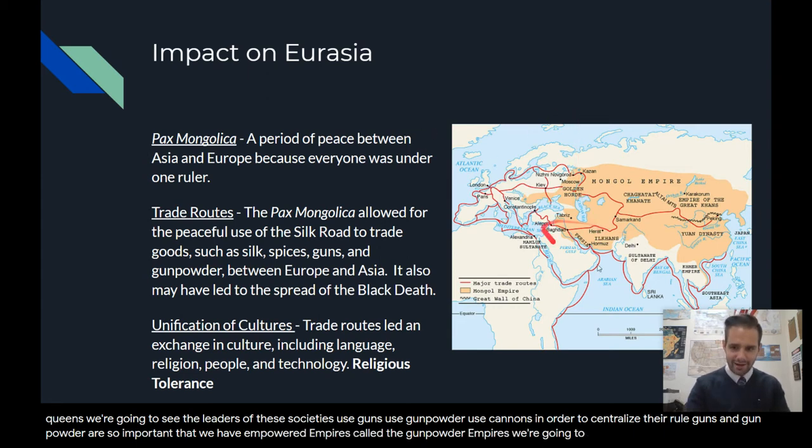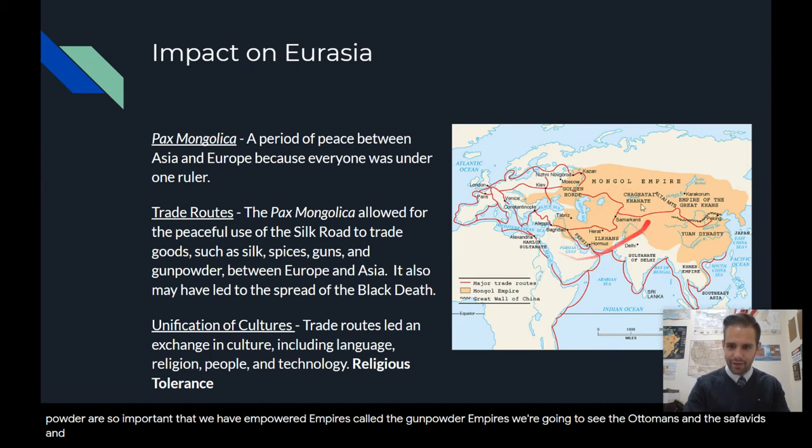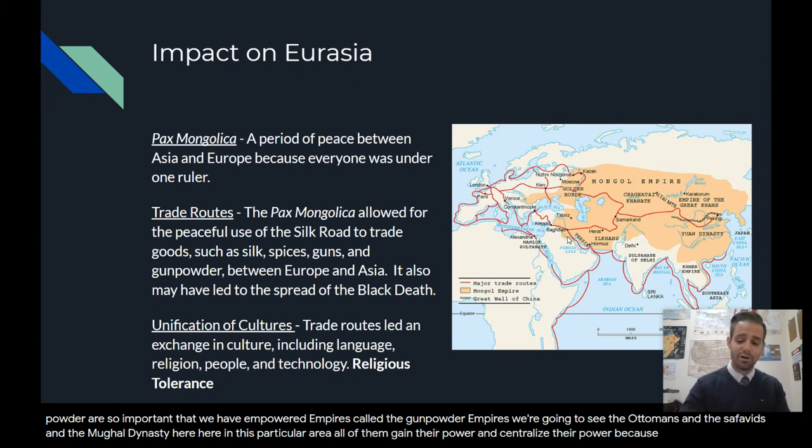We're going to see the Ottomans and the Safavids and the Mughal dynasty here in this particular area. All of them gained their power and centralized their power because of gunpowder.